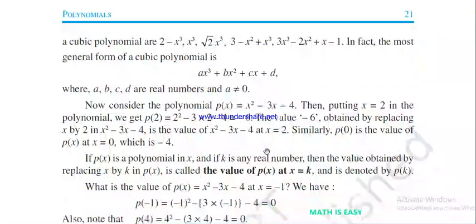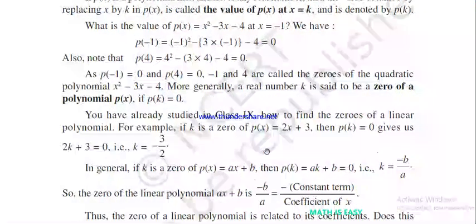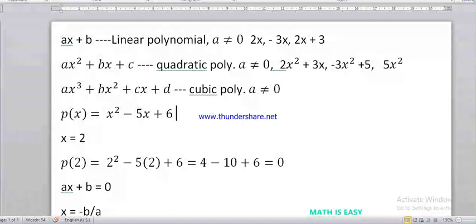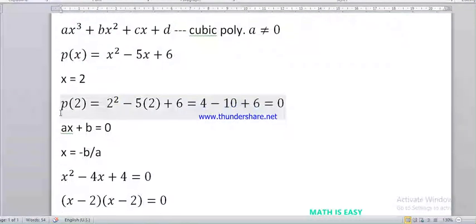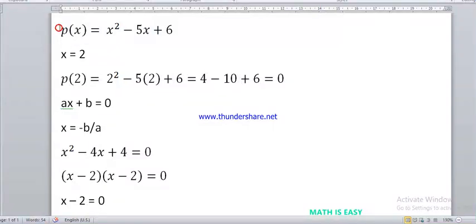Next thing is zero of the polynomial, or value of the polynomial, or you can say root of the polynomial, or you can say solution of the polynomial. Whatever the word you use, they have the same meaning. For example, if I consider p of x equals x square minus 5x plus 6, what happens here? For example, let me take x value as 2.